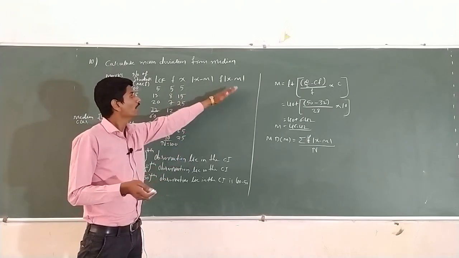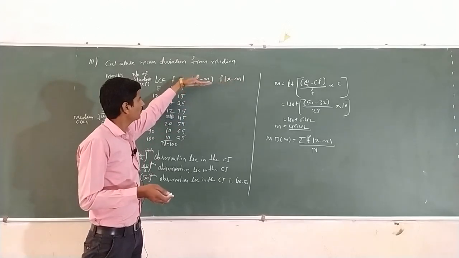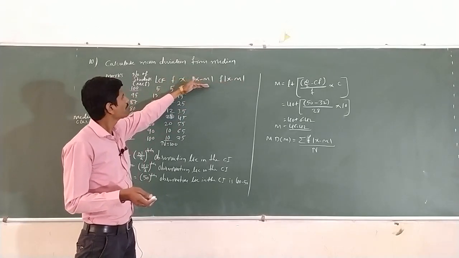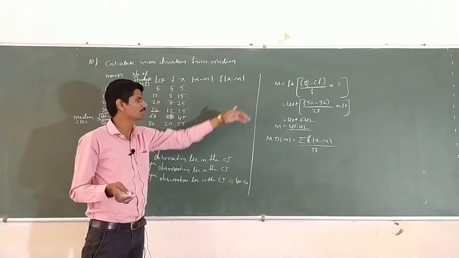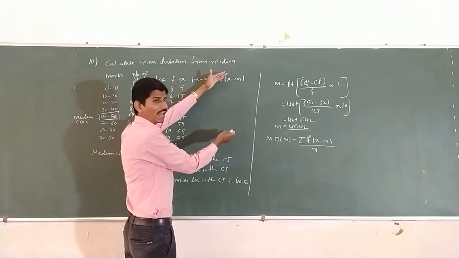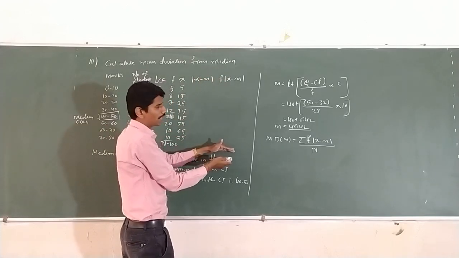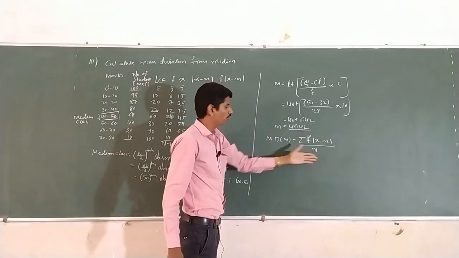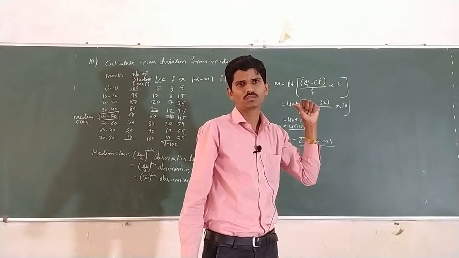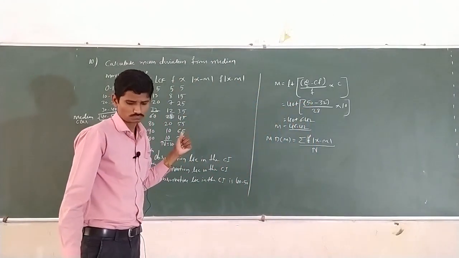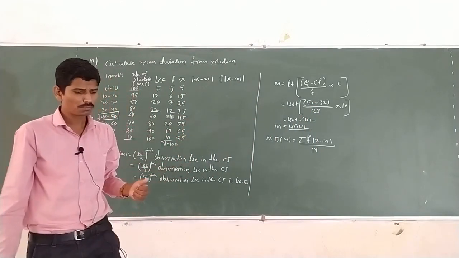Next, f into mod of x minus m: the mod of x minus m value into f, 5 into this. Then we will get f into mod of x minus m. Then we have to add all these values and substitute. Capital N is 100. Then we will get the mean deviation from median. It is homework, you have to calculate it. Okay, the next problem.